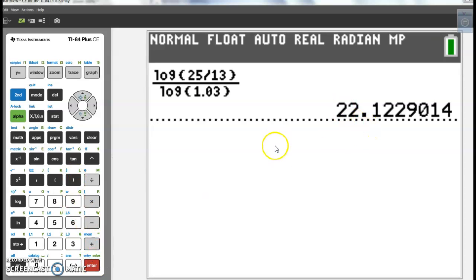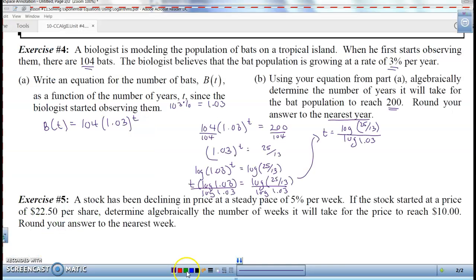All right, so this is approximately 22.122. So it said approximately to the nearest year, so T is going to be approximately 22 years, because this equals 22.12 dot dot dot. Okay, so about 22 years.